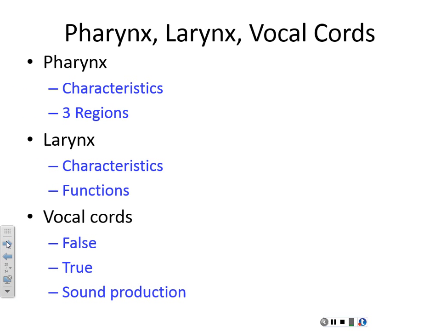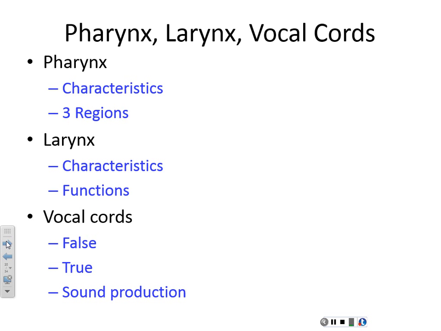It's got those three regions: the oropharynx, the laryngopharynx, and the nasopharynx. Okay, just know where that's at. The nasopharynx is up on the top, by the soft palate. The laryngopharynx actually starts from the epiglottis and goes up in the esophagus. Okay, it doesn't go to the trachea. So it carries air and food and things like that.